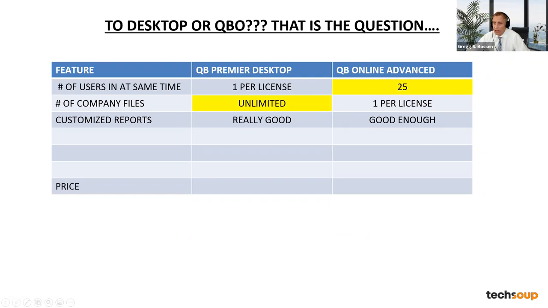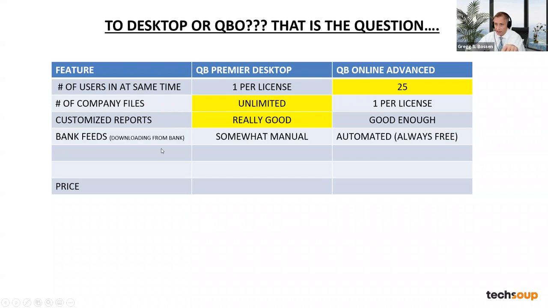Customize reports. This is the biggest thing that people get upset about. They think, and it used to be true, that QuickBooks Online doesn't have near the reporting that QuickBooks Desktop does. That is not true anymore. Both of these are pretty good. Premier Desktop technically wins, but QuickBooks Online Advanced is good enough. And to be honest with you, I think it's fine. I don't think this is a reason why you would stay with QuickBooks Desktop because of the reporting, okay? There is one reason why you'd stay with Desktop, and I'll get to that.